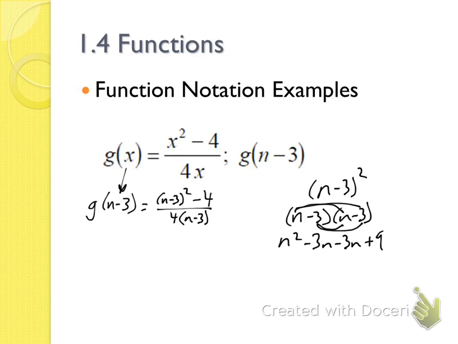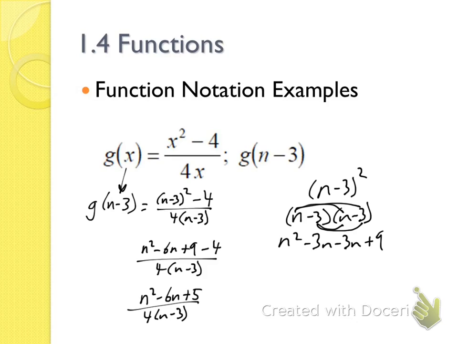So this becomes up top, n squared minus 6n plus 9 minus 4, all over 4 times n minus 3. Combine like terms up top, and I have n squared minus 6n plus 5, all over 4 times n minus 3. Again, this is g of n minus 3.